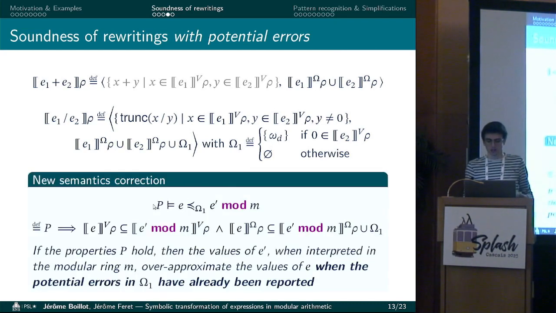Then we have to update the semantics correction. That is, if the properties P hold, then the values of E prime, when interpreted in the modular ring M, over-approximate the values of E, when the potential errors omega 1 have already been reported. And that is the equivalent inclusion test.